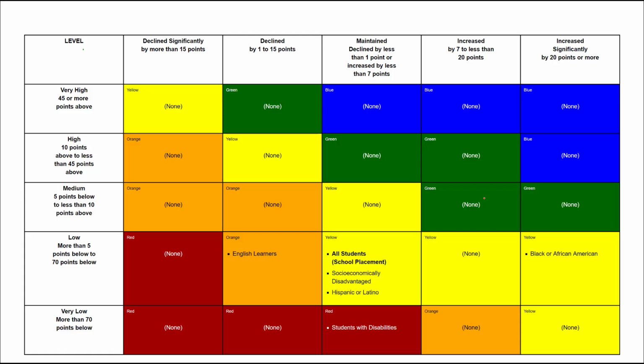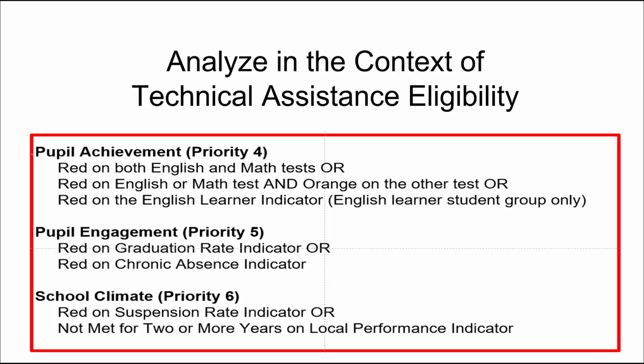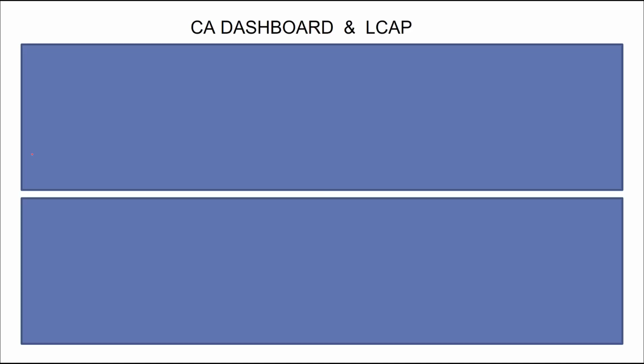And just to recall, those red and orange colors come from the 5x5 grid. You may need to review on that, but big ideas on here is that you have change going across the top, and then on the side we have status and change, just to remind you of those two concepts. So we're going to analyze some dashboards in the context of technical assistance, again in terms of whether you're red or orange in the priority 4s or reds in priority 5 and 6.